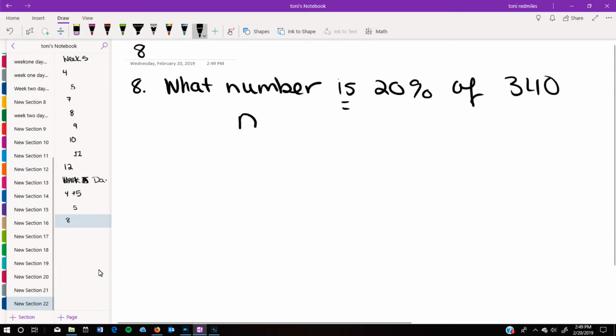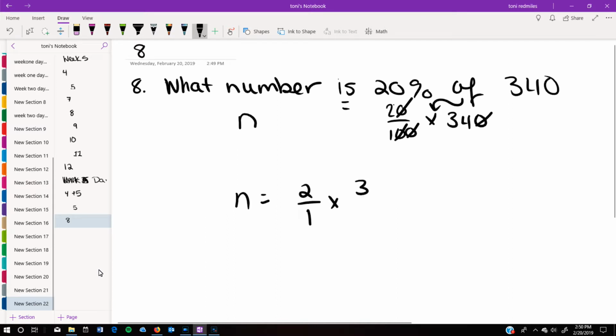N equals 20%. I'm going to do fraction again because this is easier as a fraction. 20 over 100 times the of 340. And this is why it's easier. I can cancel this 0 with this 0 and this 0 with this 0. Okay? So n equals 2 over 1 times 340, or 34 over 1. I multiply, I'm going to get 68 over 1, which is 68.